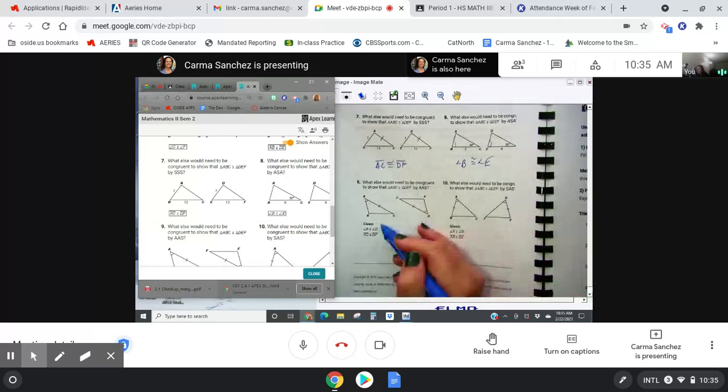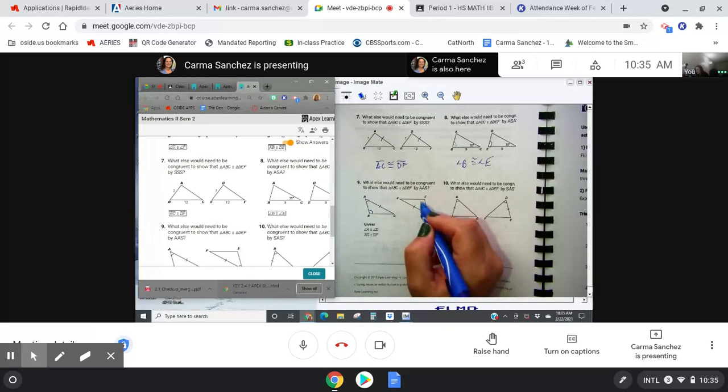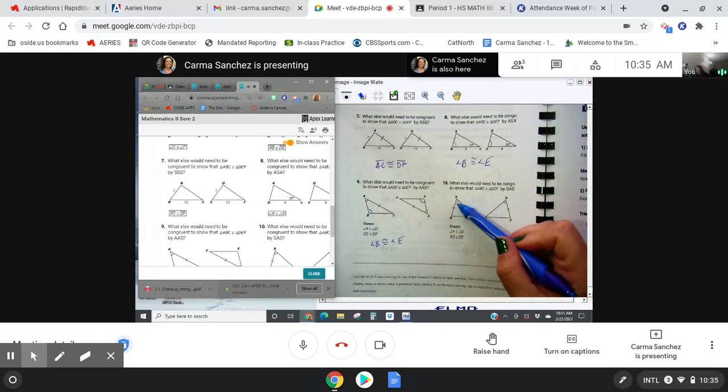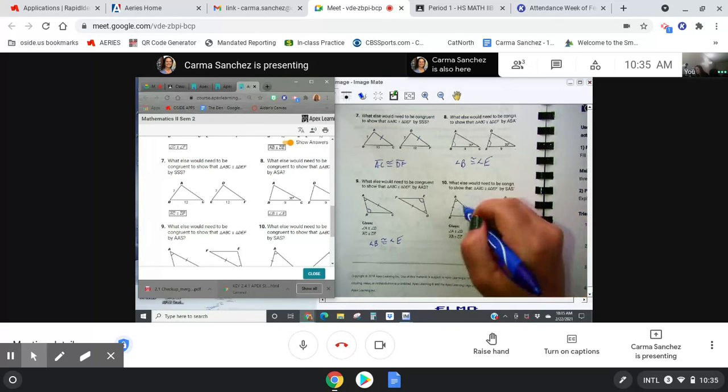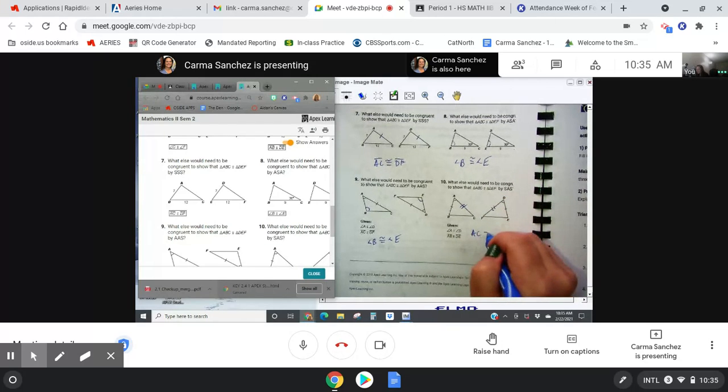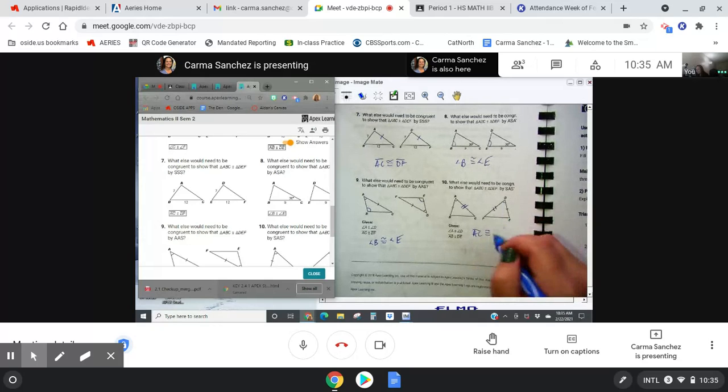For these down here, if I want to do it by AAS, I need angle, angle, and a side. So it would need to be the one that's far apart from it. This one is reflected, so that's this guy over here. So angle B would have to be congruent to angle E. And finally, to do side angle side, it would have to be this guy right here. AC would also have to be congruent to DF.